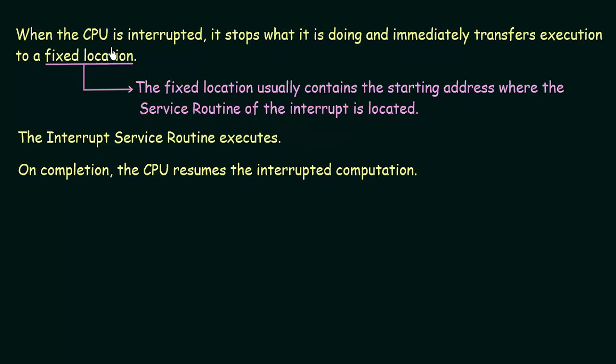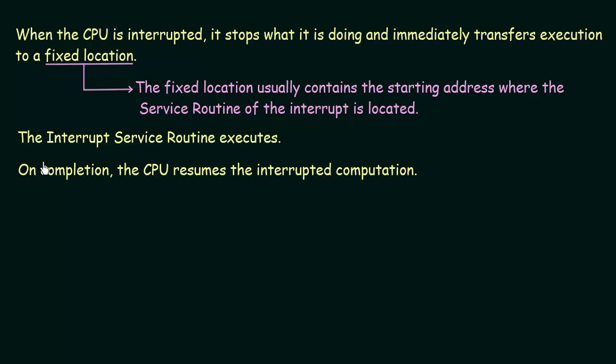So when the CPU is interrupted, it stops what it is doing and immediately transfers its execution to the starting address of the interrupt service routine. The interrupt service routine may be located somewhere and it has a starting address from where it should start its execution. So the CPU stops what it was doing and transfers its execution to the starting address of the interrupt service routine. That is the first thing that the CPU does when it is interrupted.